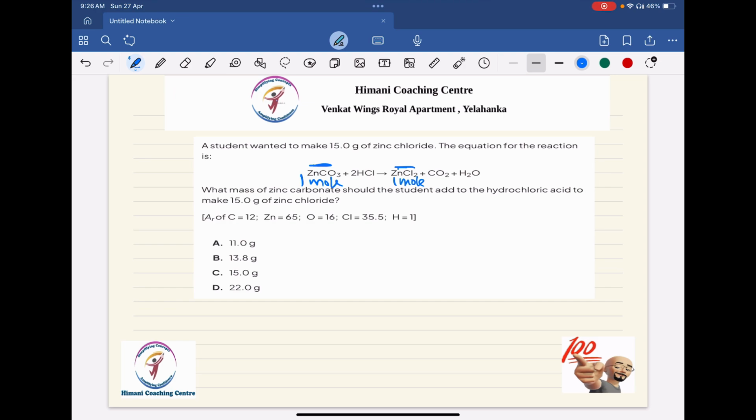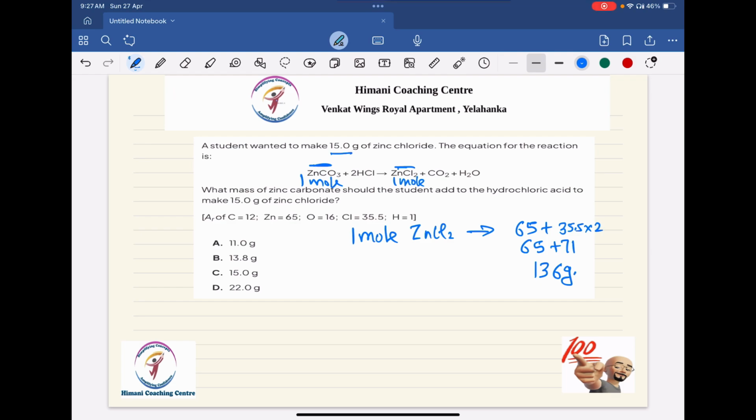Now we are given that the student wants 15 gram of zinc chloride. So first let us figure out what is the mass of 1 mole of ZnCl2. So let us do that. Zn is 65, Cl2, so 35.5 into 2. So 65 plus 71. So this is 136 grams. Okay. So 1 mole of ZnCl2 is 136 gram.